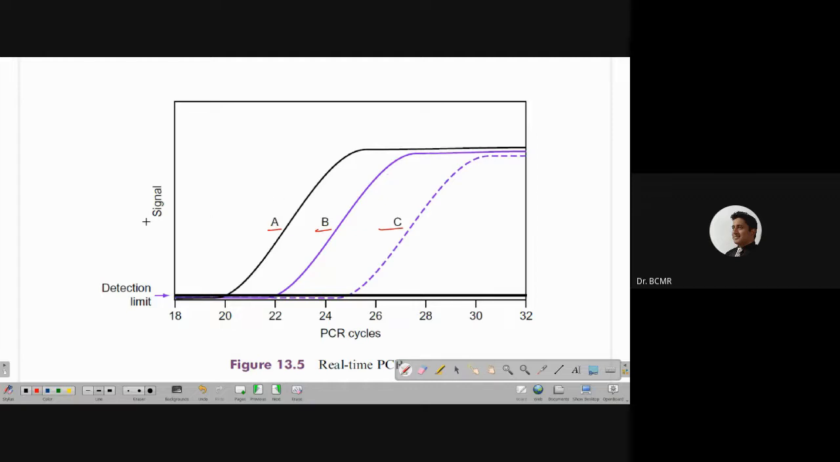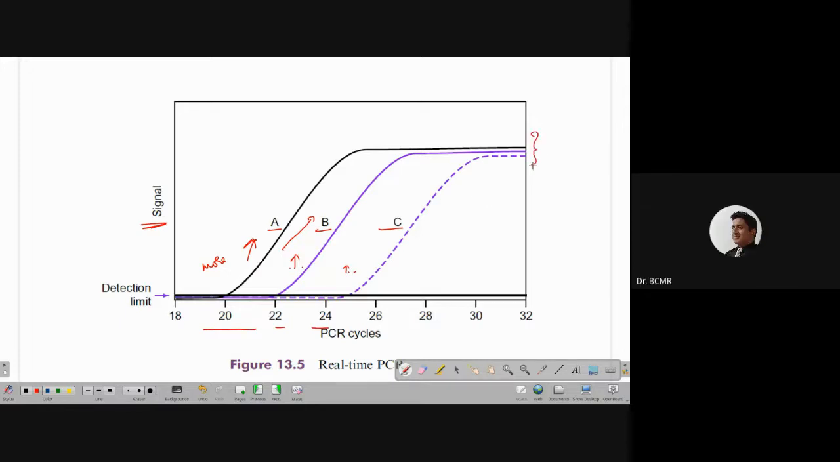This is the signal coming from the product that is being formed after each round of PCR cycle. Is that A, sir? A has more, right? More than B, and B has more than C, right? Yes, sir. More template, a little lesser, and this is even lesser.